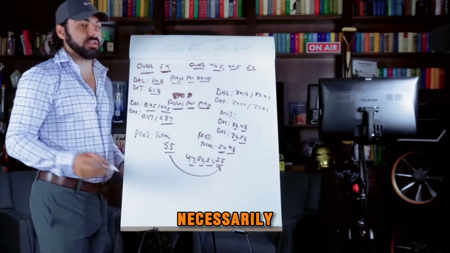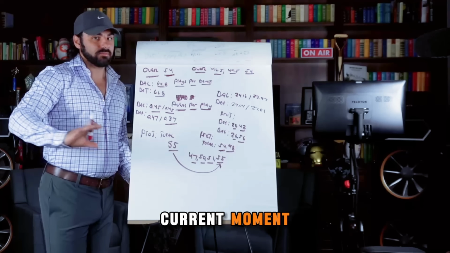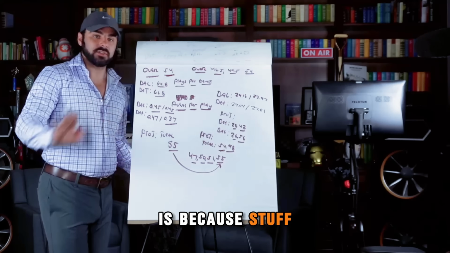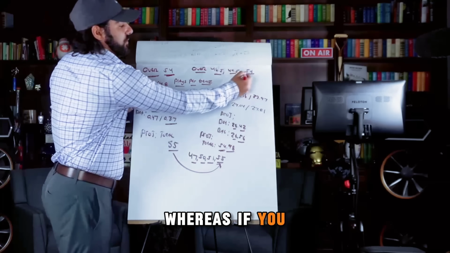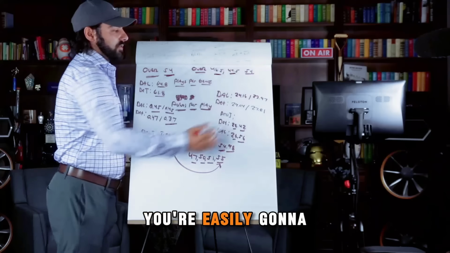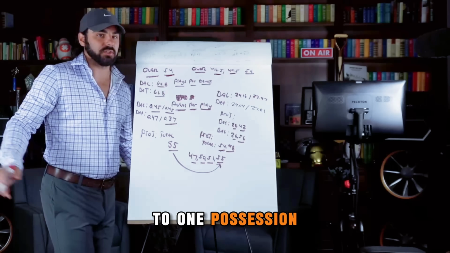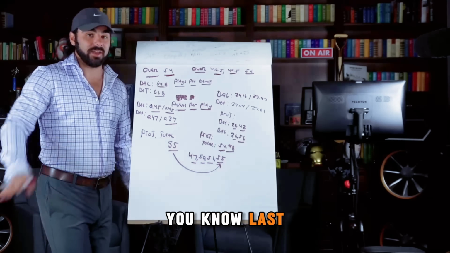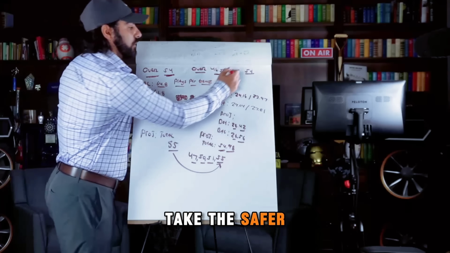I don't like necessarily taking the line that the sportsbook has at the current moment. The reason being is because stuff can happen in a game where it literally comes down to one possession or whatnot, whereas if you took a smaller line, you're easily going to win, rather than the line that everybody got, where it comes down to one possession, everybody knows what happens, last minute or something like that, that doesn't end up happening. So I always take the safer route.